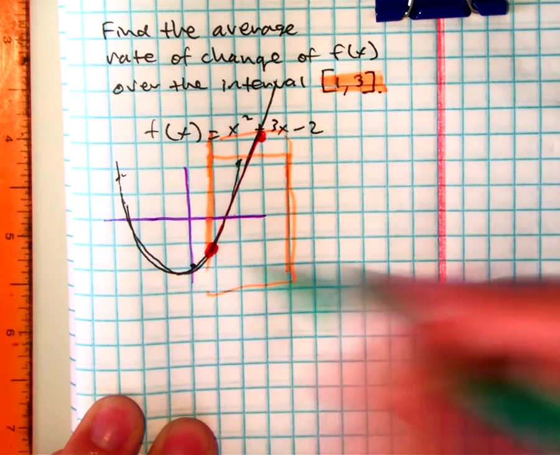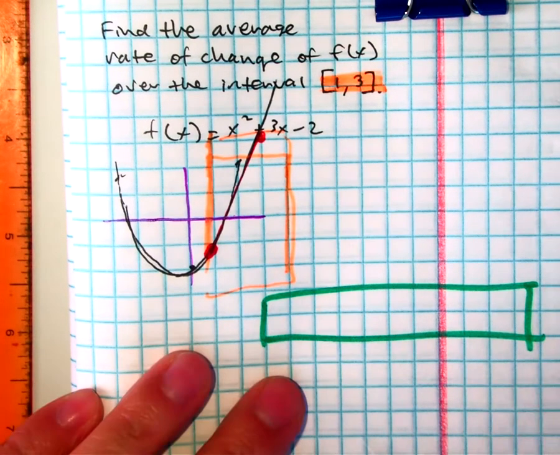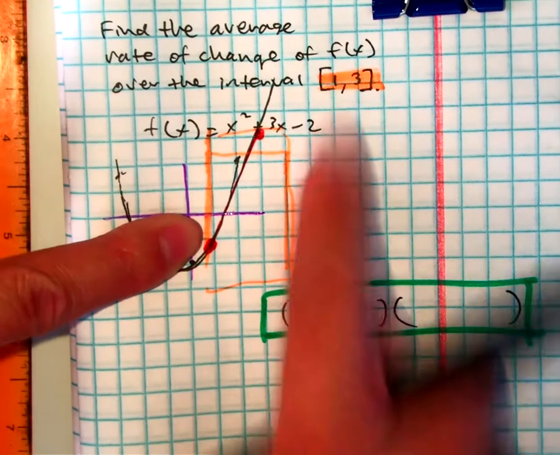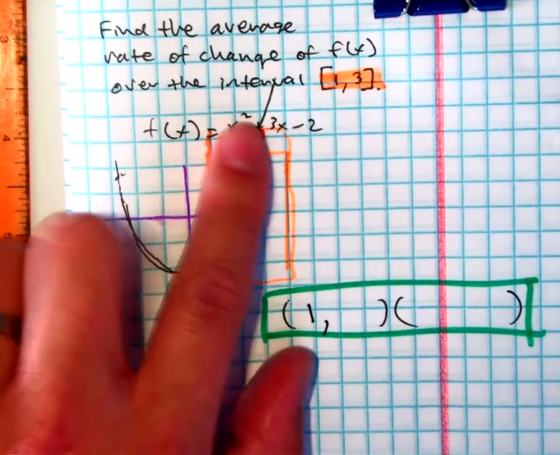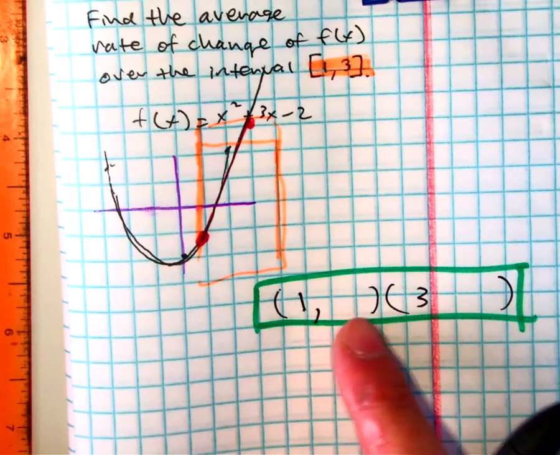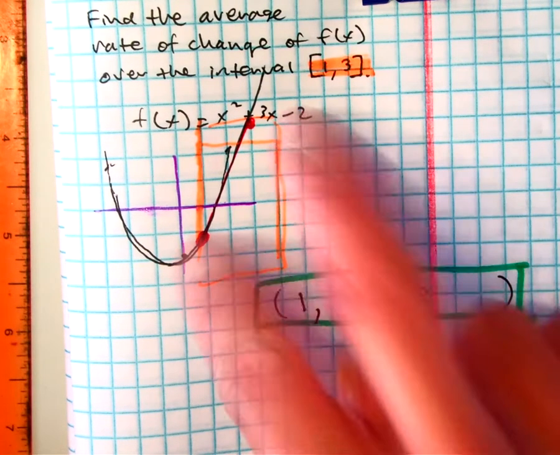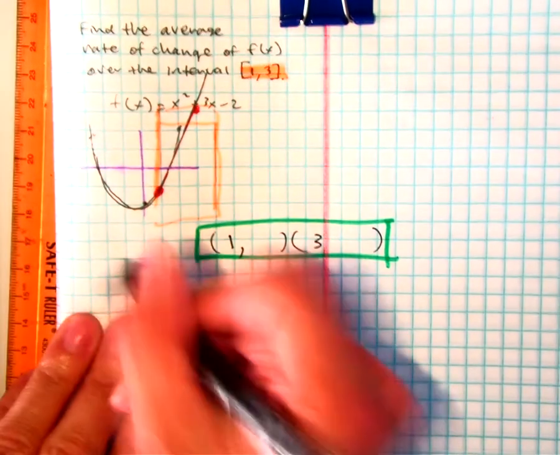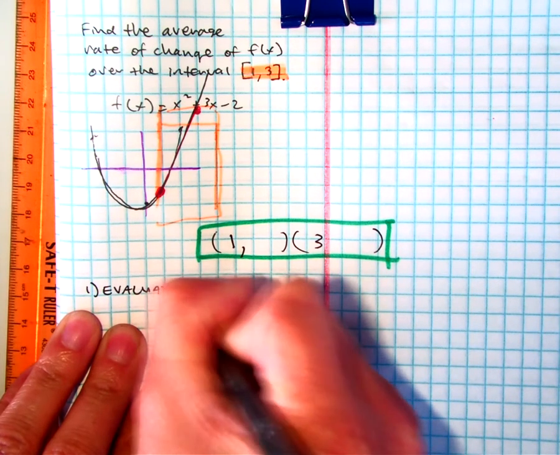You have x values. You basically have two sets of ordered pairs, and in the first ordered pair, you know the x value is 1. And you know in the second coordinate, your x value is 3. We basically need to figure out what the y coordinates are, and then we just need to find the slope between those two points. So the first thing we're going to do is evaluate separately.